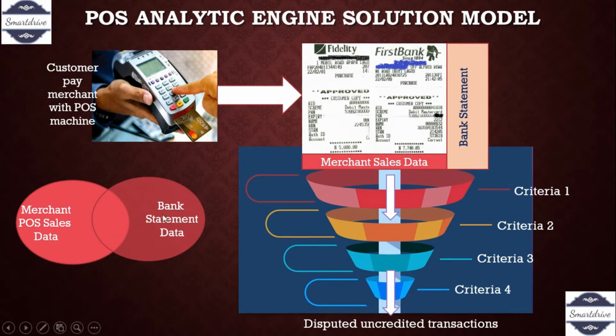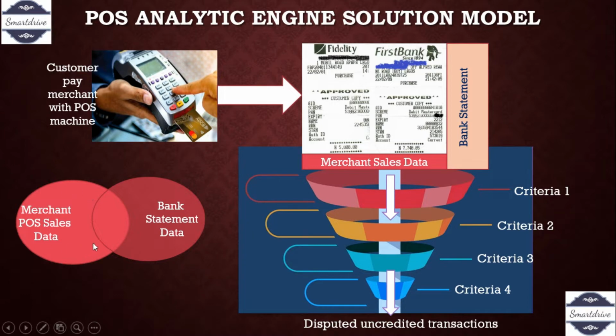That result will then be sieved into the second part of the funnel. As you see this loop here, it will be sieved here and run again. The system will do a comparison based on the second criteria, then the third criteria, and then the fourth criteria. There are four criteria used to compare this data with the bank statement you obtained from the bank. At the end of the day, the result here will be disputed, uncredited transactions. These are all the money that the bank did not credit into the merchant account.